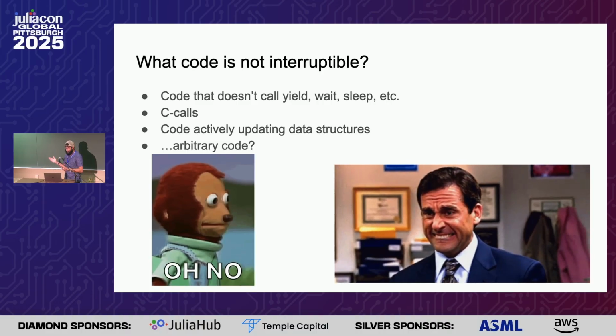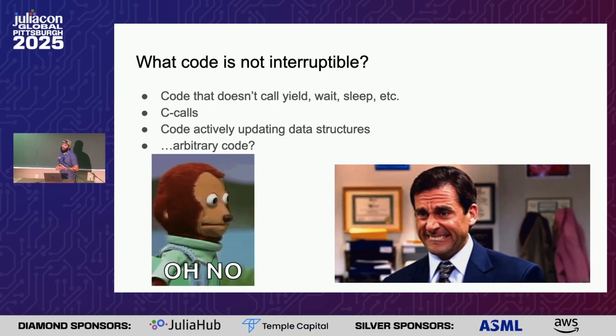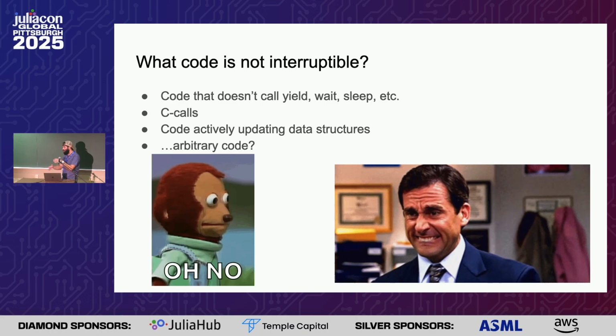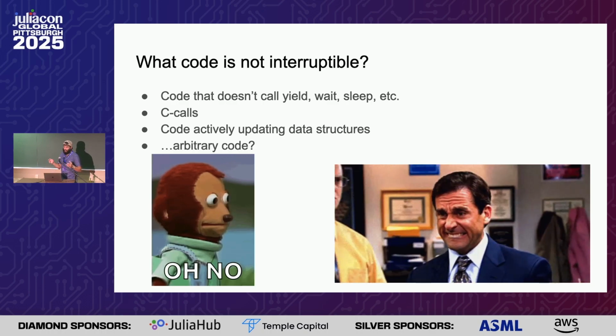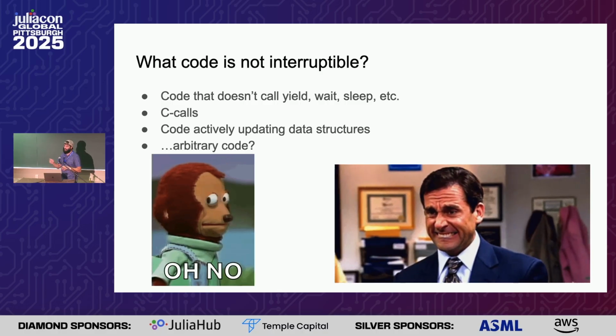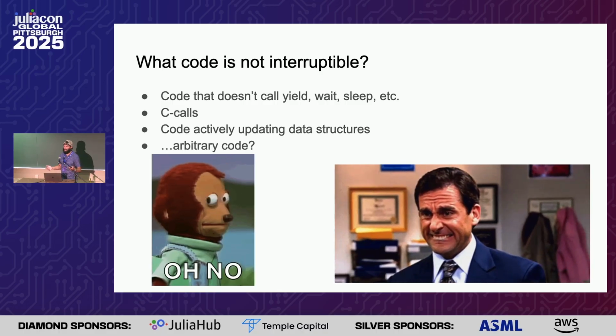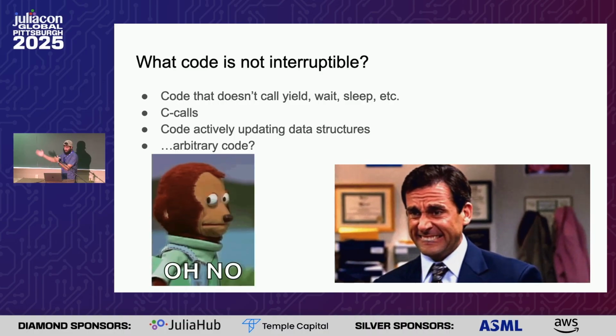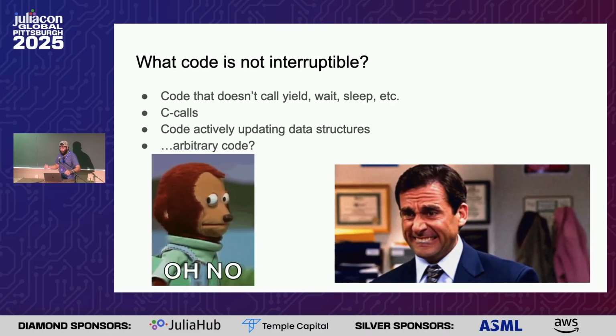C calls are obviously another example of this, but you can also imagine if you have some code that's going along, updating data structures, doing whatever, and you were to just arbitrarily say, nah, stop and cancel, well, what happens to those data structures? They might be completely corrupted to the point where the next time you try to use them just causes a seg fault or some stuff blows up.